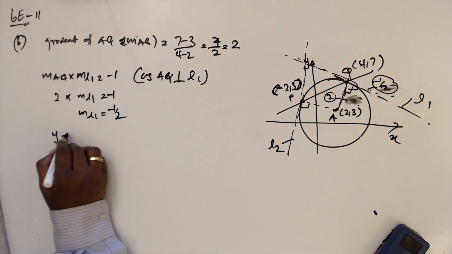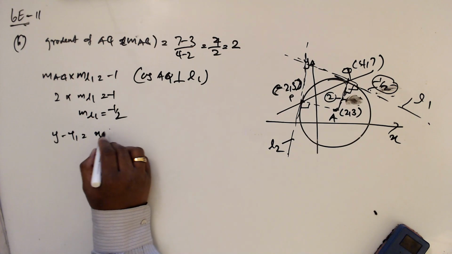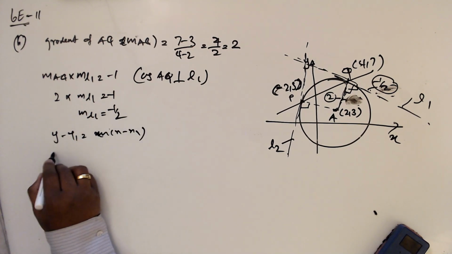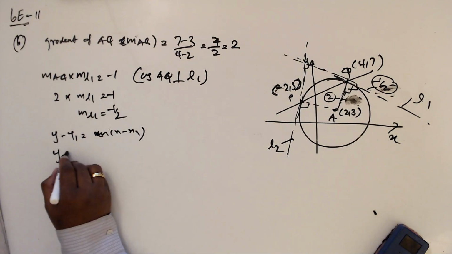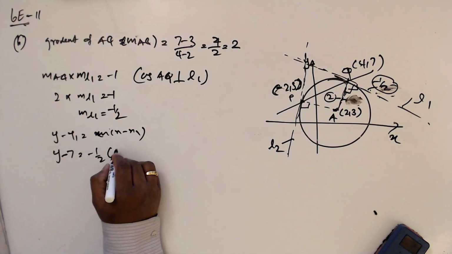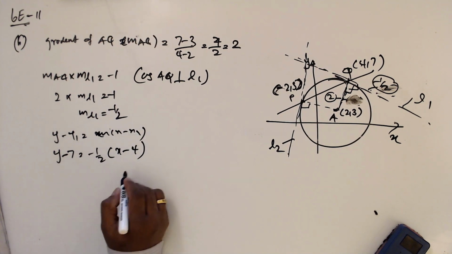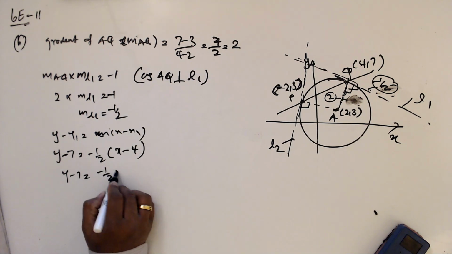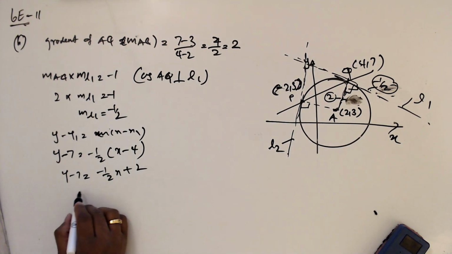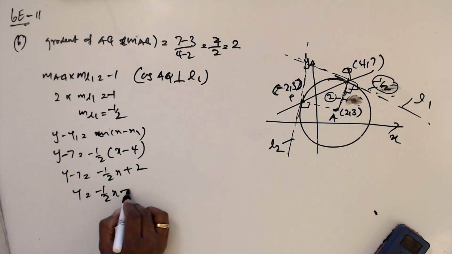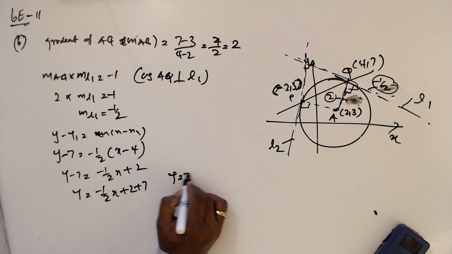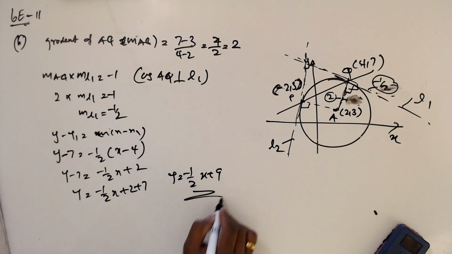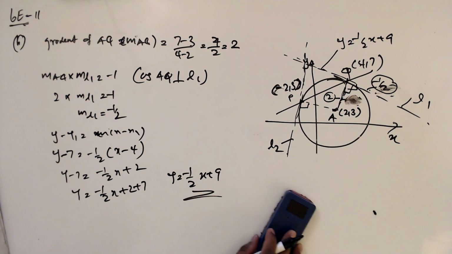Now I am going to put y minus y1 equal m times x minus x1. Y minus 7 equal minus half times x minus 4. So y minus 7 equal minus half x plus 2. So y equal minus half x plus 2 plus 7. Y equal minus half x plus 9. And now I want to find L2. I have to follow the same setup.